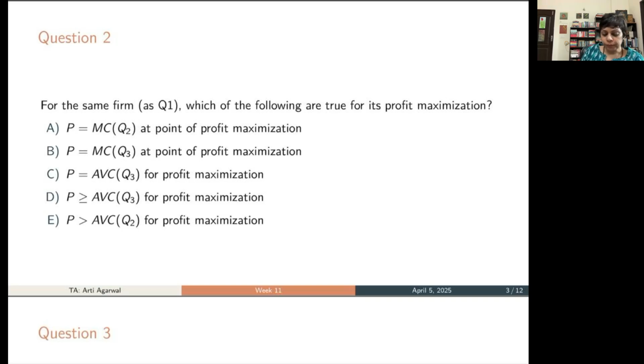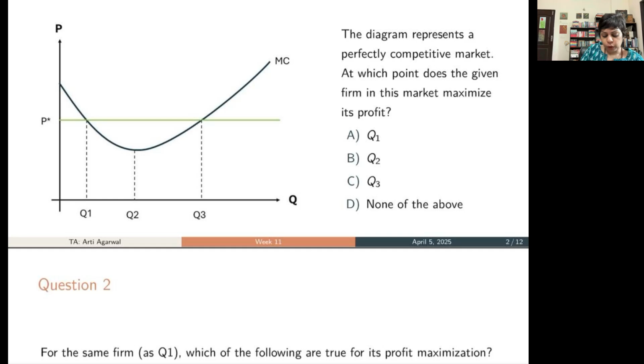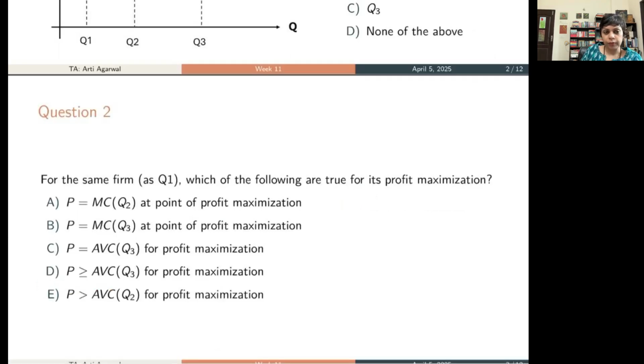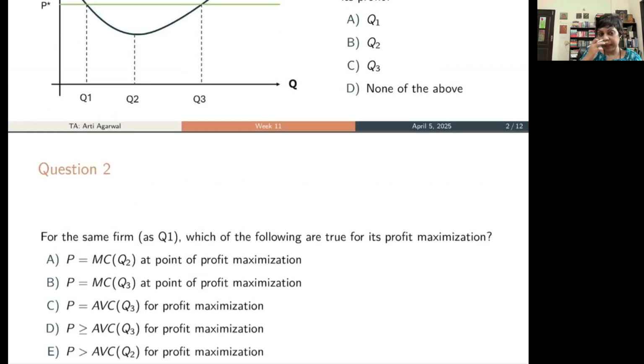So in the case of this diagram, as you can see, at point Q2 it is not maximizing the profit at all. So at option E, P is greater than average variable cost at Q2 for profit maximization, it doesn't make any sense because the firm is not maximizing profit at Q2 anyway, right? So E is also not correct. Now, the question is between C and D.